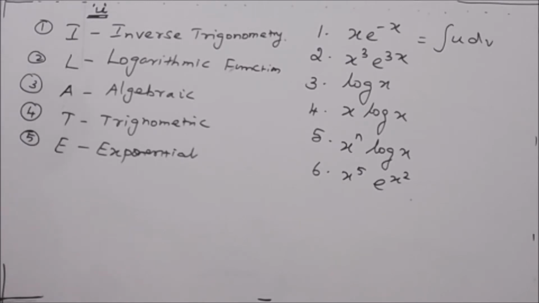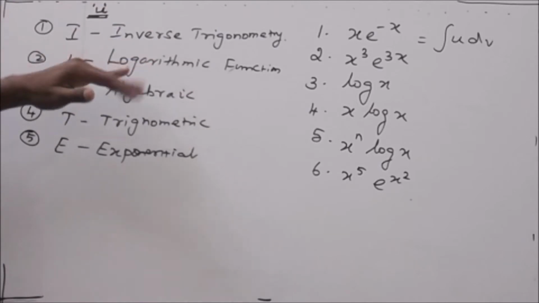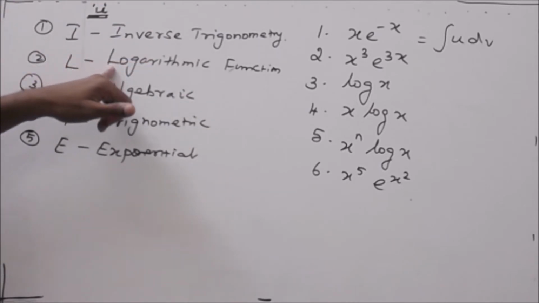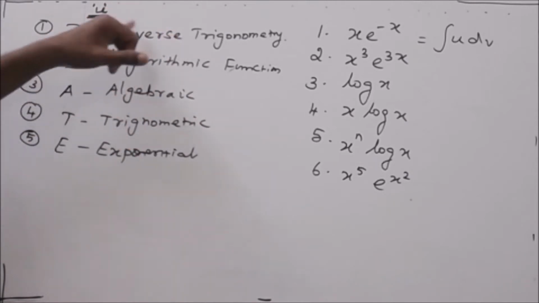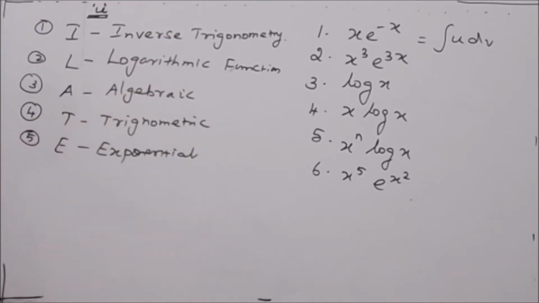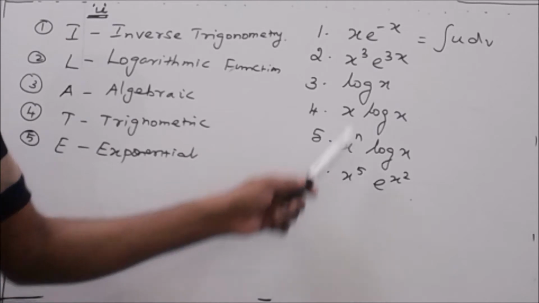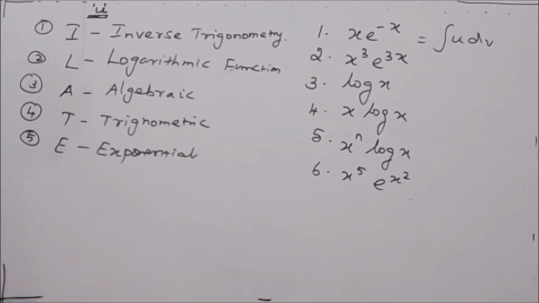If you take them in this order, you can easily complete the problem. For that purpose only, this idea has been laid out. So I means inverse trigonometric function: if it appears, choose u as inverse trigonometric. If the first one has not appeared, look at the question. If a logarithmic function appears, choose it as u. Suppose both have not appeared, then if any algebraic functions appear, like x, x power n, x power 5, x cube, take that one as u.